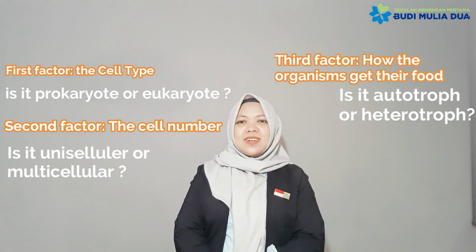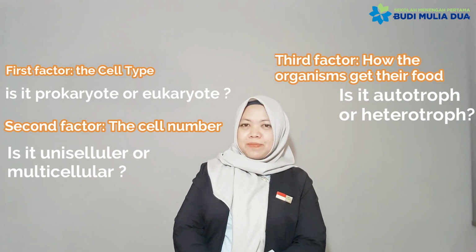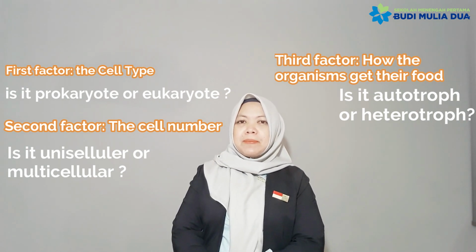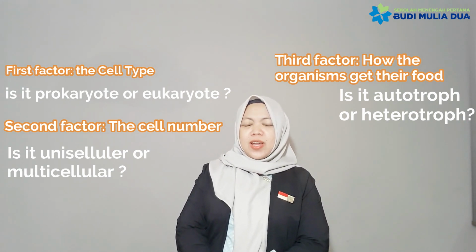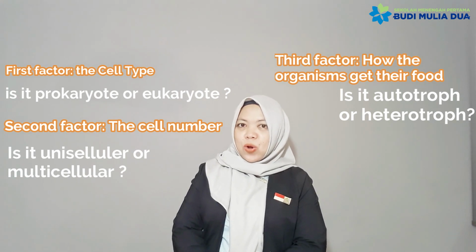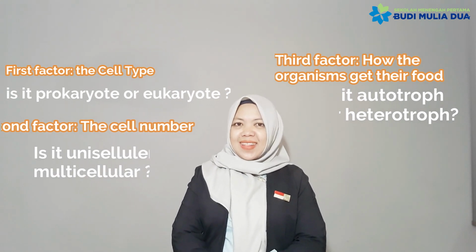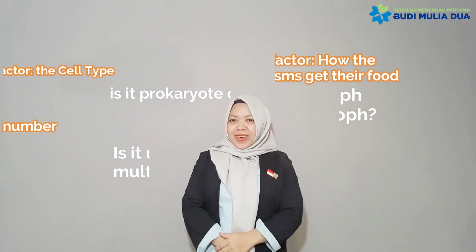And third, the feeding type. How does the organism get its food? Is it autotroph or heterotroph? Okay, now I want to explain one by one.